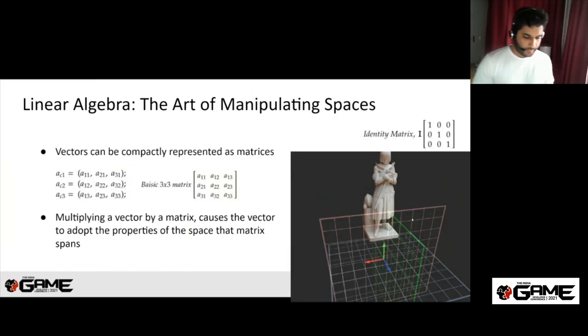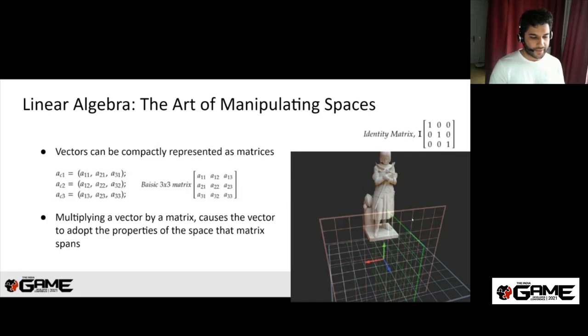So linear algebra, why is it so important? Linear algebra does a lot of different things for you. I don't have time to go over all of them, so I'm just going to focus on one example. Linear algebra kind of enables you to manipulate spaces as you wish.